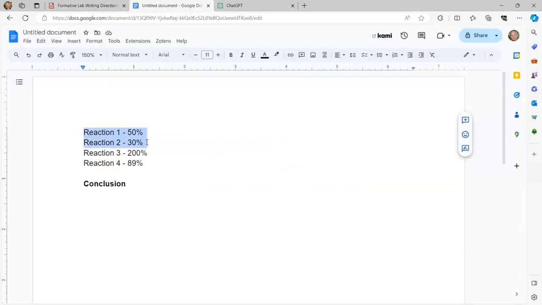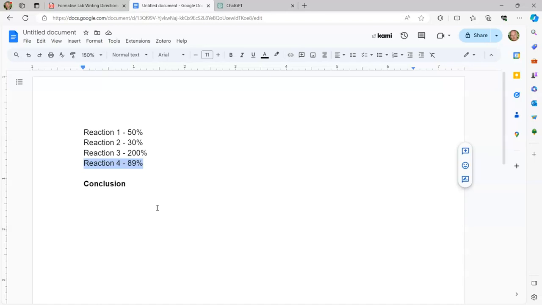So reactions 1 and 2 are 50% or less. That's my percent yield. So that's how close I was to what I predicted. So 50 and 30 are pretty low. So those aren't really a good fit for the reaction. If you look at reaction 3, 200% is way over the mark. I produced way more than I should have, so something probably went wrong there, or it's not the right reaction. Reaction 4, I came up with 89%. So of the four, it's the closest to 100%.